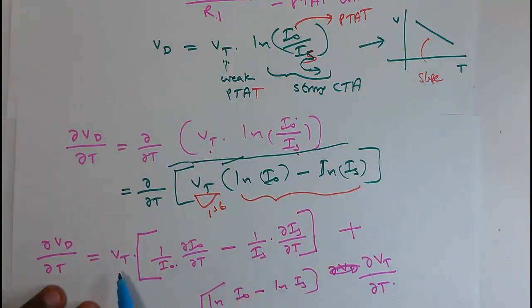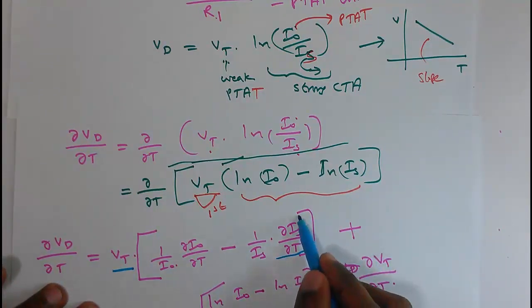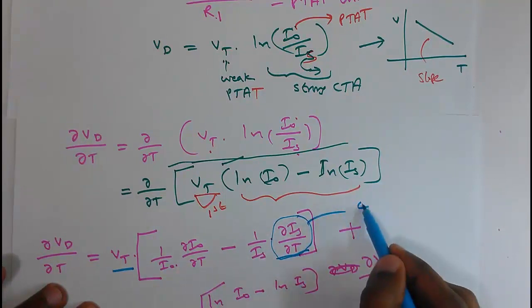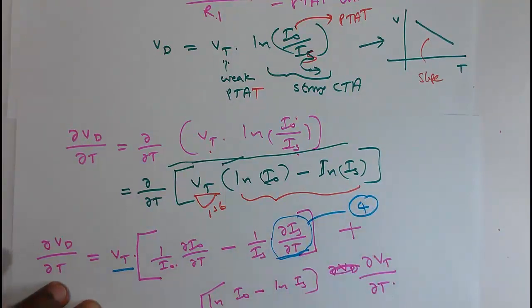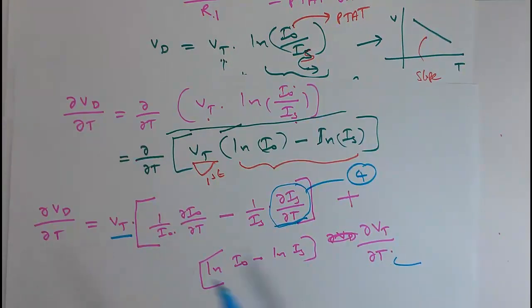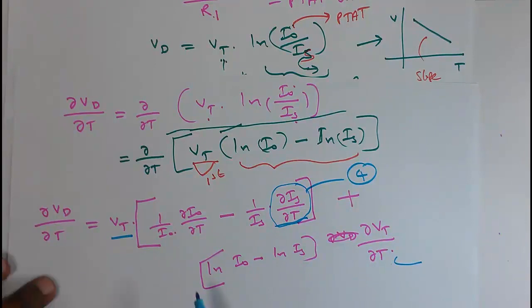In these two expressions, the expression for Vt we already know. The expression for ∂Is/∂t we already derived, from equation 4. In this expression, Vt, ∂Is/∂t, and ∂Vt/∂t are known to us. We already derived those expressions. So the only thing remaining is ∂I0/∂t, which we have to find.